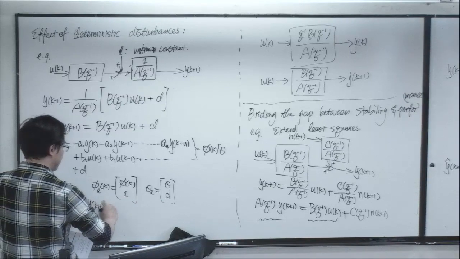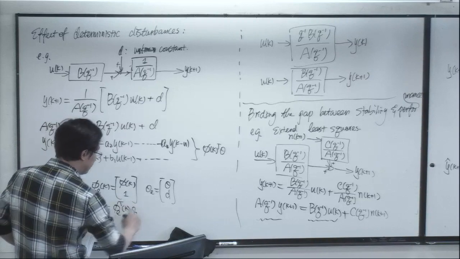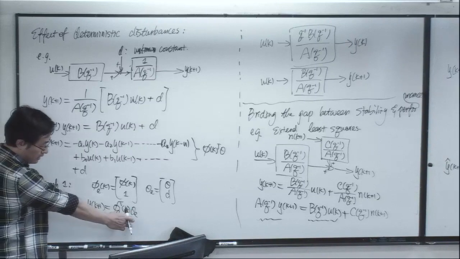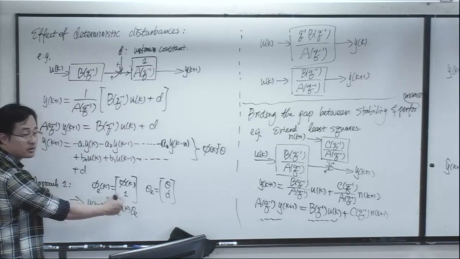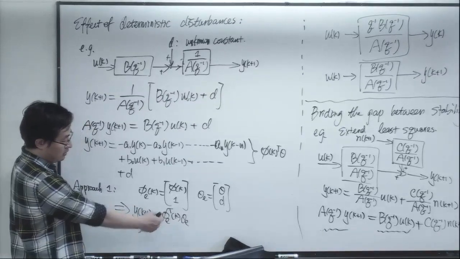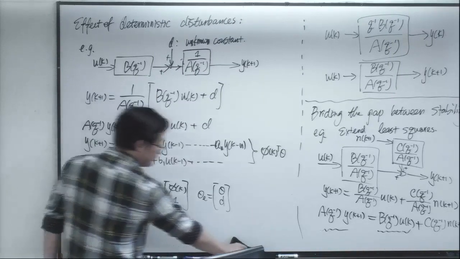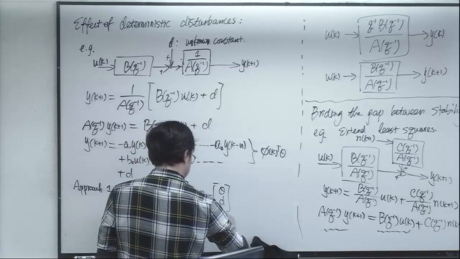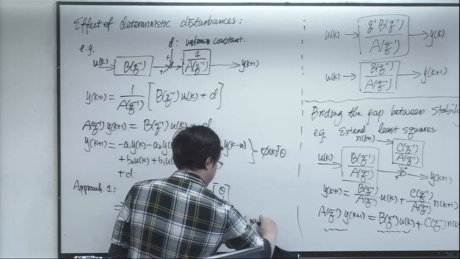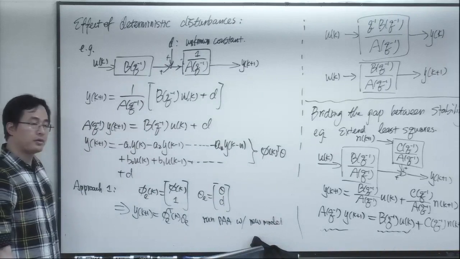This will give you y k plus 1 to be the same as phi e transpose k theta e. And then this is perfectly the same structure that we see in standard recursive least squares. So we can run any kind of PAA for the estimation. So that's the first approach.